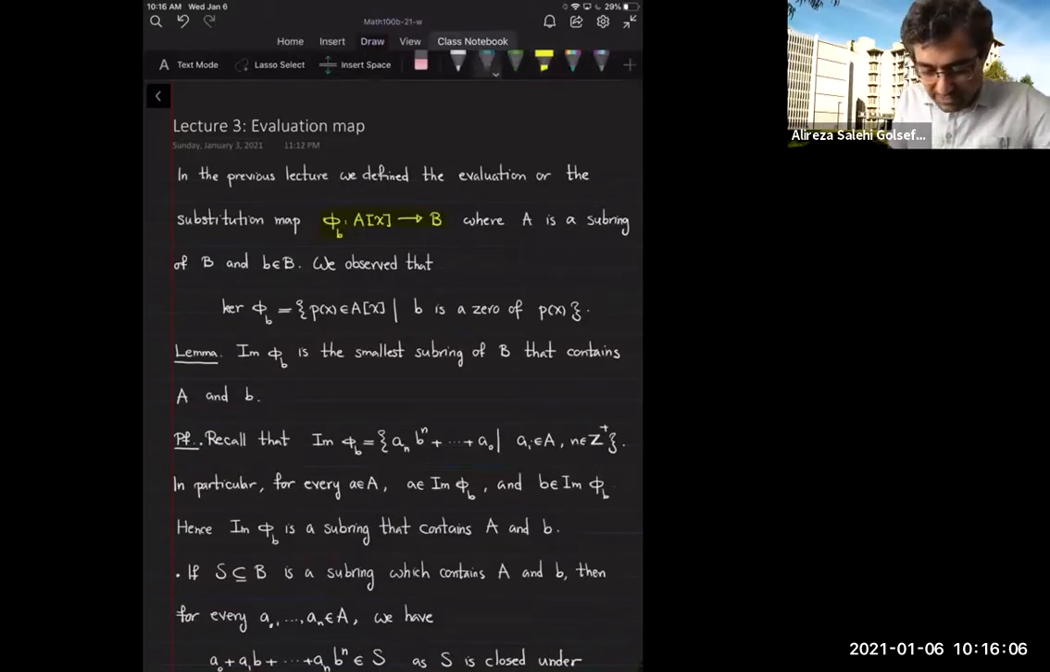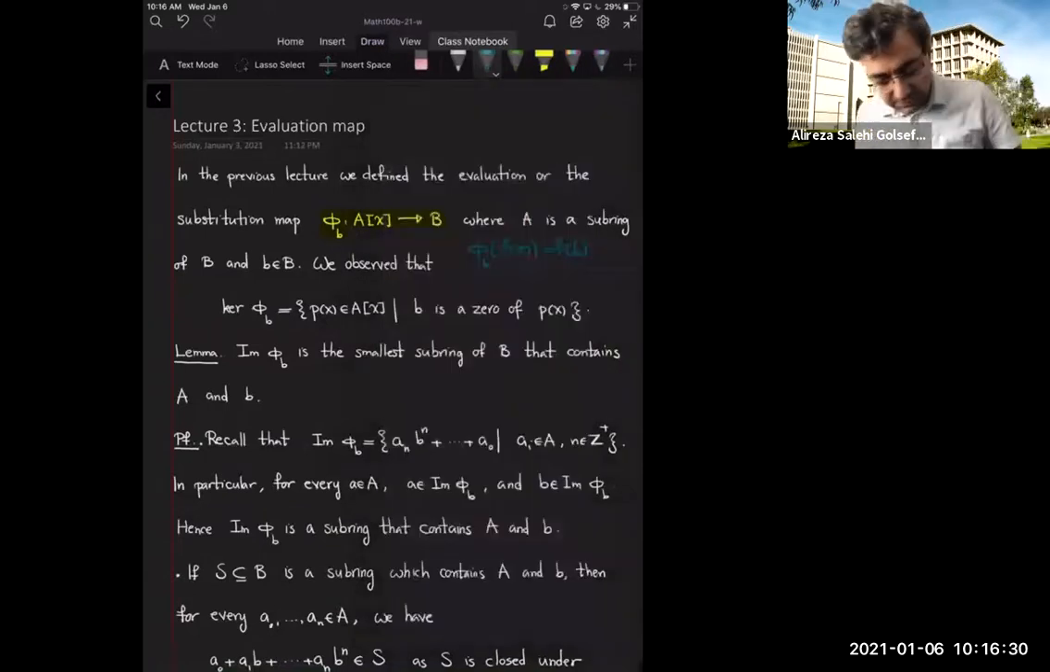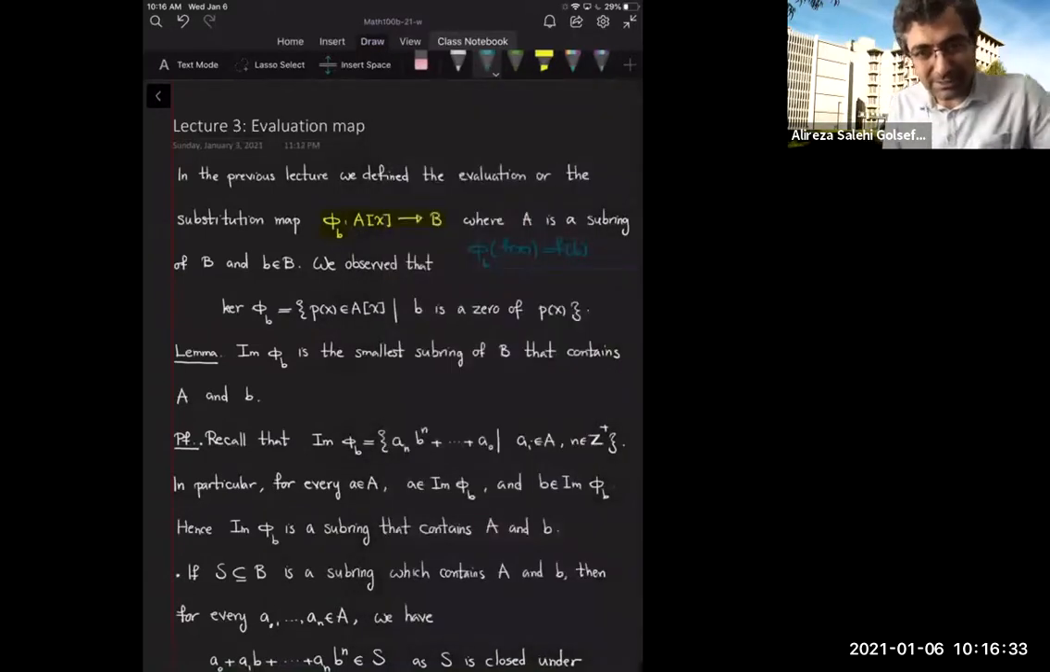So what is phi sub b? When we give it a binomial f, it just evaluates it at the element small b. So phi sub b of f of x is substituting b for x, so it's f of b. That's the definition of phi sub b. We discussed that the kernel of phi sub b is precisely the set of all the binomials with coefficients inside A that have b as a 0. This is a connection between the historical point of view towards algebra, understanding zeros of binomials, and ring theory.